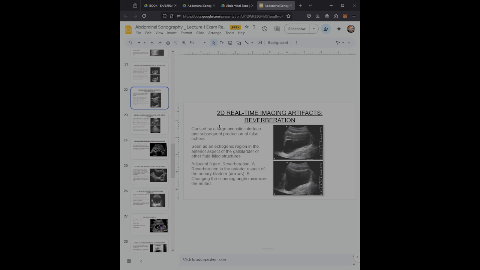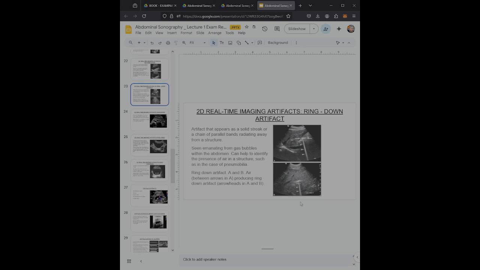Reverberation artifacts are caused by a large acoustic interface and subsequent production of false echoes. And we see this as an echogenic region in the interior aspect of the gallbladder. In this adjacent figure, we have a reverberation in the interior aspect of the urinary bladder. And when we change the angle, it minimizes the reverberation.